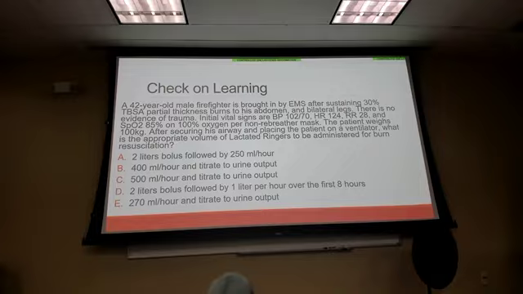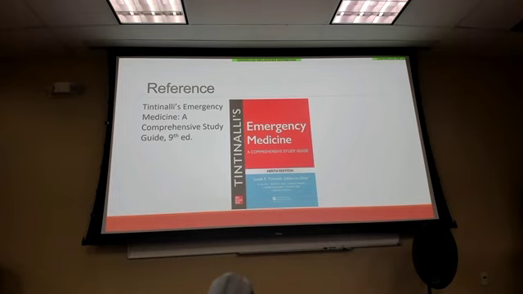All right, what do we think? C. Yeah, C, right? So rule of 10: 30 times 10, and then every 10 kgs over 80, we add 100. So 500 milliliters. I guess that's the last one.